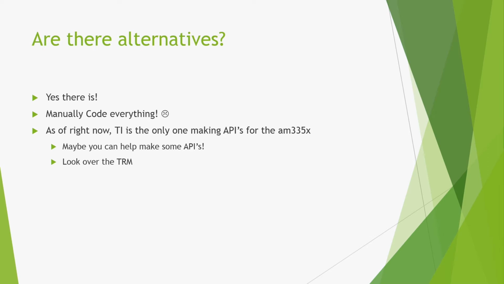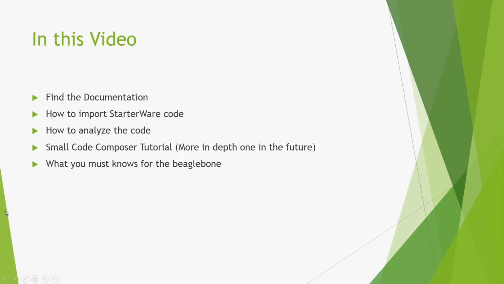Are there any alternatives to StarterWare? Well, yes, there are, but that would mean you have to manually code everything. So, not really. As of right now, as far as I know, TI is the only one making these APIs for the AM335X. So in this video, I'm going to show you where to find the documentation, and I'm going to go over how to import the code and how to analyze the code within Code Composer. It's essentially Eclipse, so it's very similar, and by doing so, I'm going to give you a small Code Composer tutorial. So let's go ahead and get started.